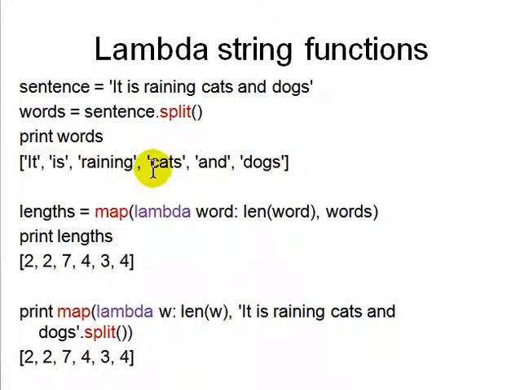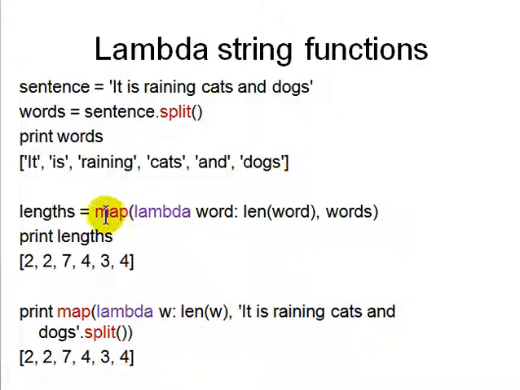So let's look at some more examples. You can have a string, sentence, 'it is raining cats and dogs'. One thing you notice is that the new line is the end of a statement. You don't need to put a semicolon. And then sentence.split. This object has functions attached to it. Split is a function with no arguments, and then you get a list of words: it, is, raining, cats, and, dogs.